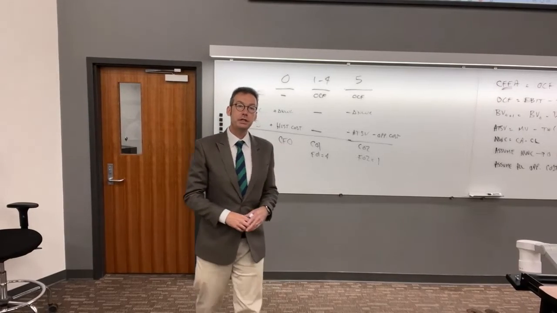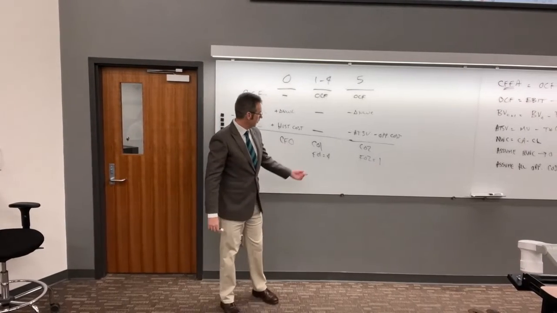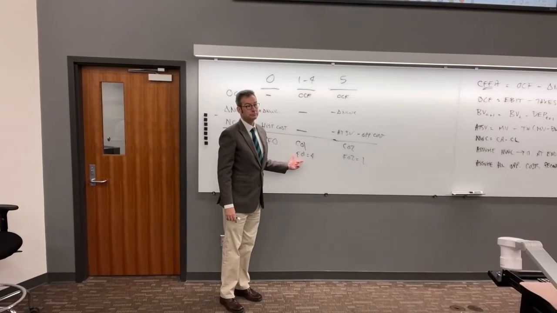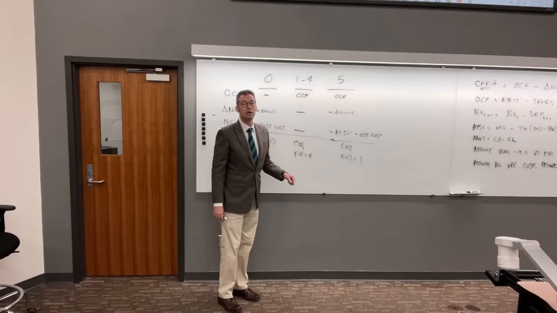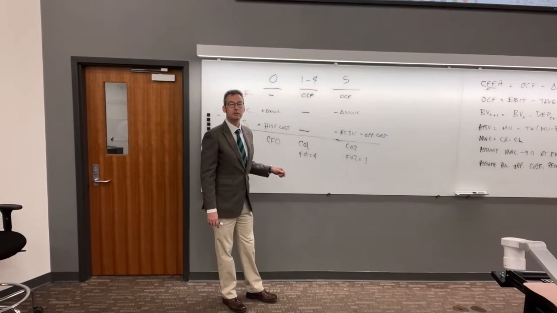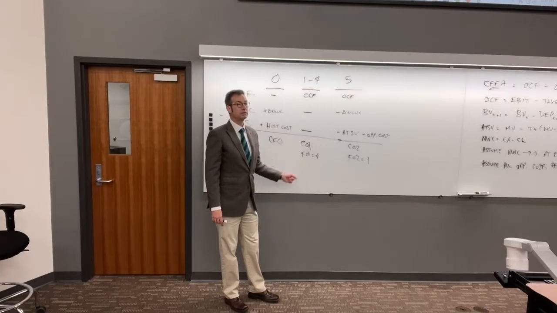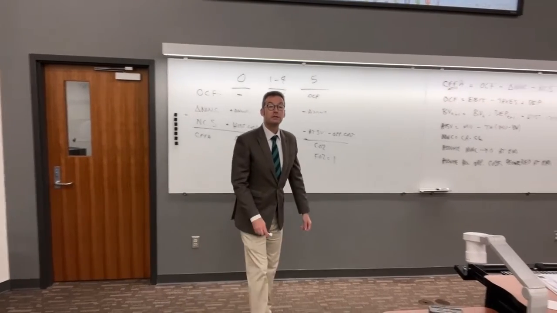What if it's only a 3-year project? What would F01 be then? It's a 3-year project. It'd be 2, right? Because this will be years 1 and 2. What if it was a 17-year project? This would be 16, right? Save yourself a lot of time.